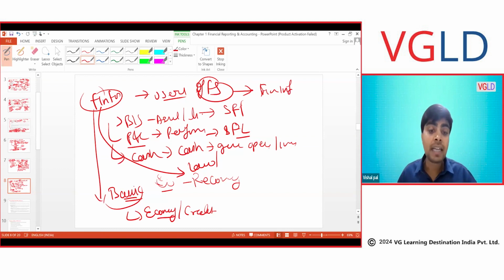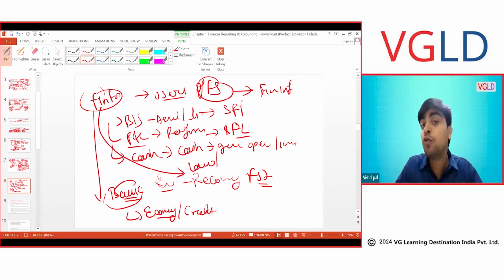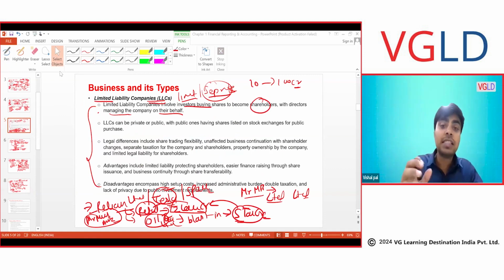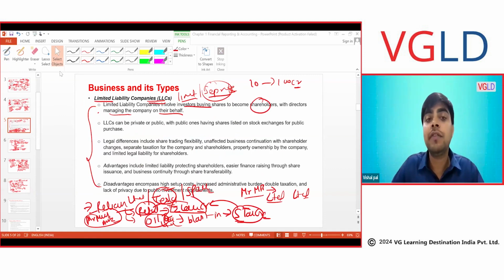Banks look at these financial statements, which are prepared by you. They look at the position of the entity, its losses or profits, and how much cash the entity has. This will be prepared by you, and this is the use of your financial accounting and financial reporting. Clear, everyone? That covers companies and the uses of your financial information.